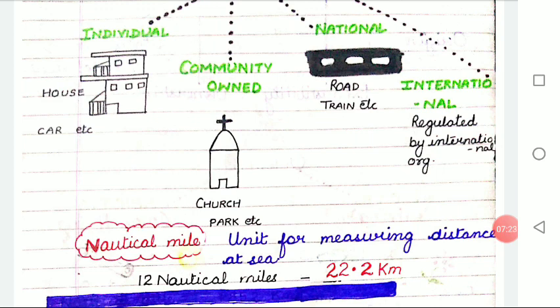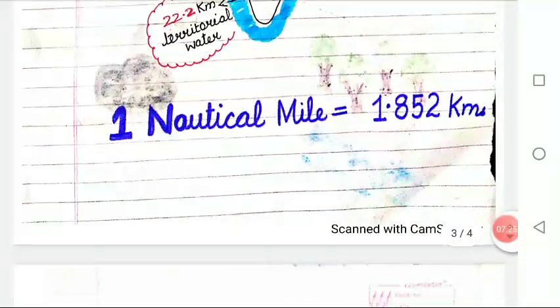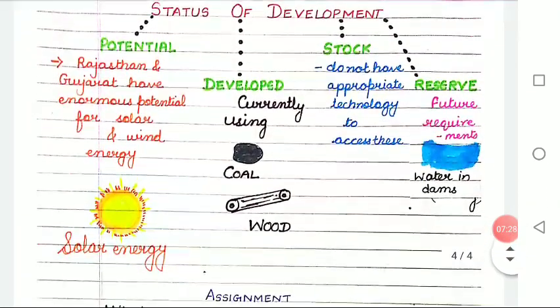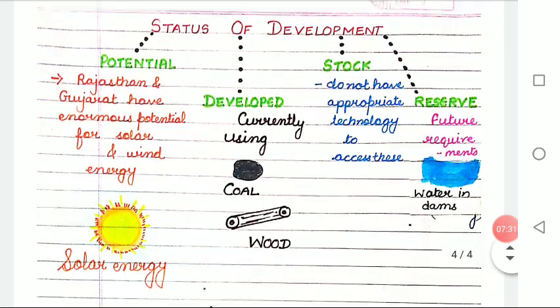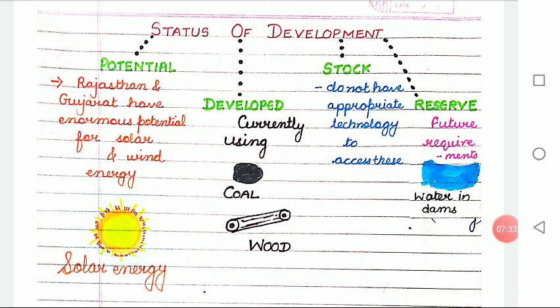On the basis of the status of development, we have divided resources into four types: potential, developed, stock, and reserves. Number one, potential resources. These are resources which are found in a region but have not been utilized. For example, Rajasthan and Gujarat have enormous potential for wind and solar energy, but so far these have not been developed properly. Maybe the setup cost is very high, that's why we are not able to use it fully.